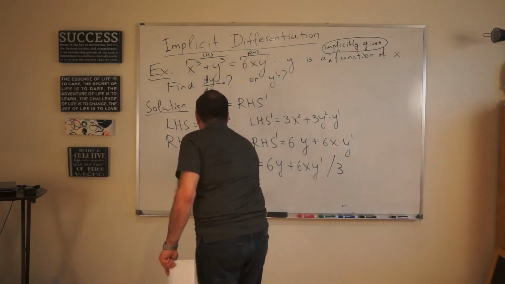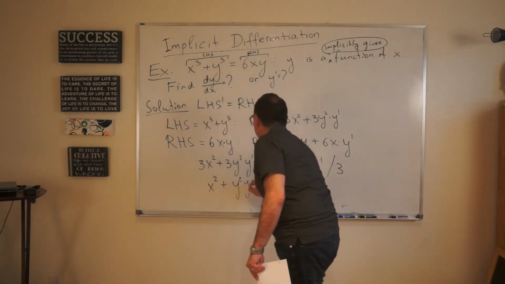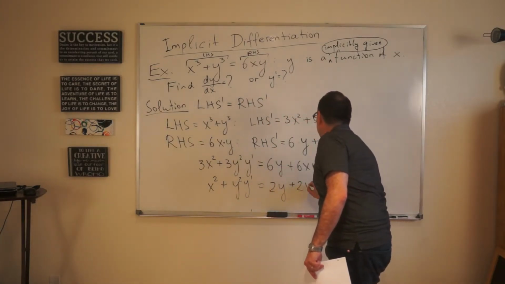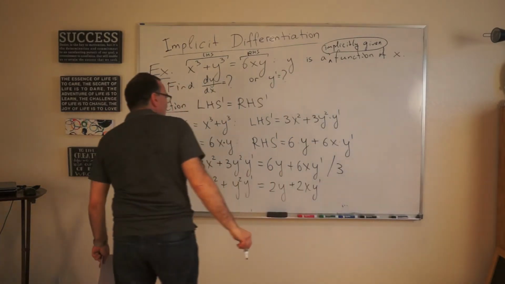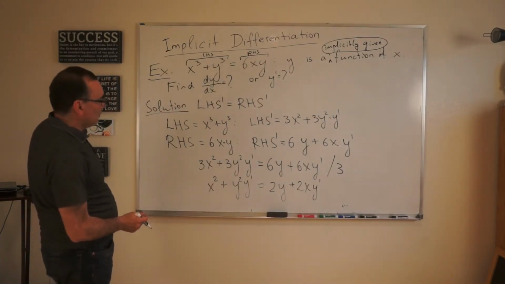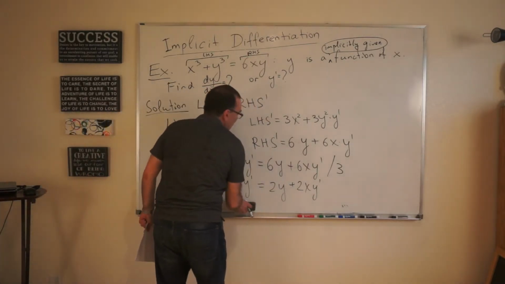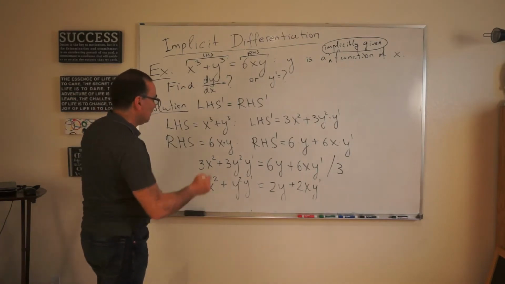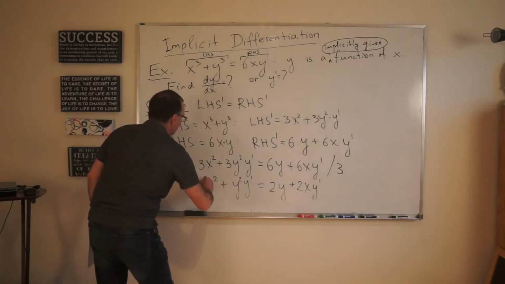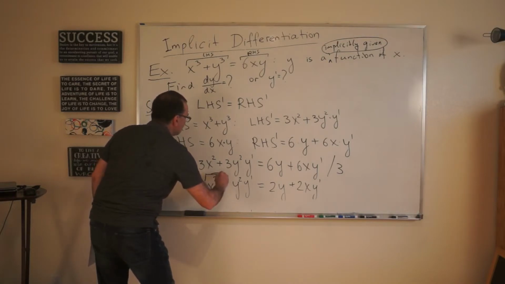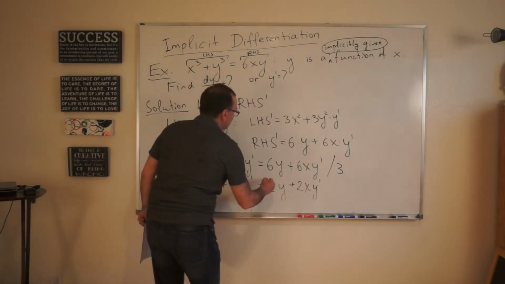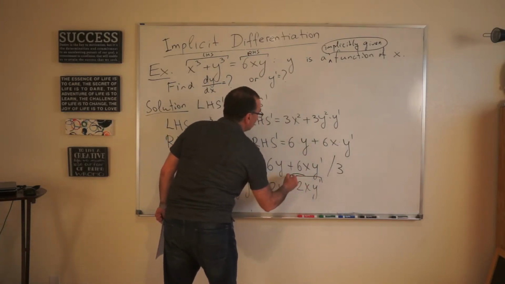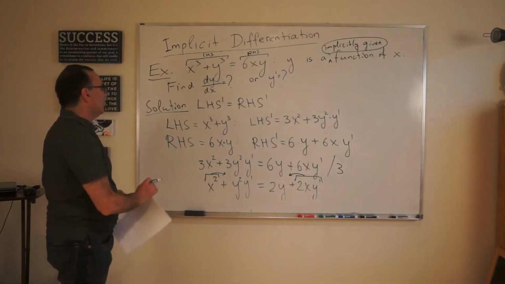So that becomes x squared plus y squared y prime equals, and 6 becomes 2, so it's a 2y plus 2xy prime. And now, like before, we want to move all the y prime terms to one side of the equation, and all the terms that have no y prime in them, move them to the other side of the equation, which means we want x squared to the other side. We want to keep this one here, and we want to move 2xy prime to the left hand side of the equation. So here's what we get.